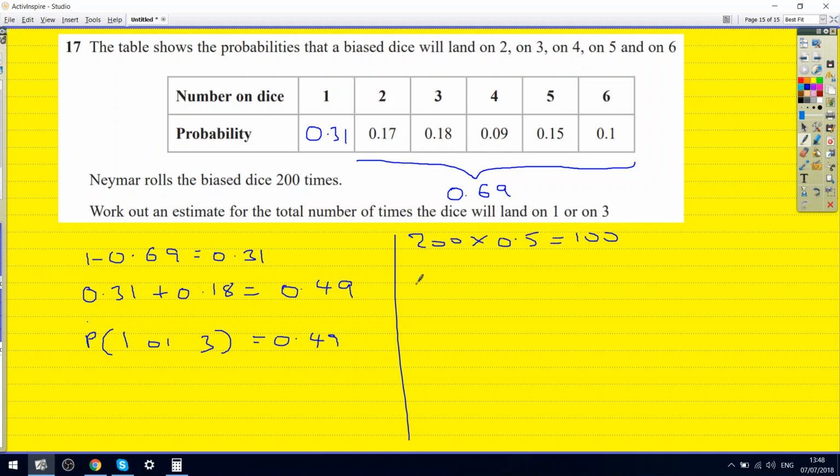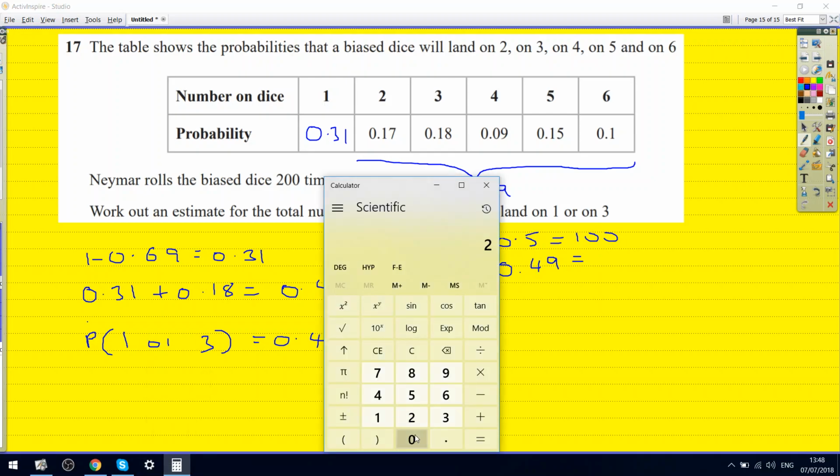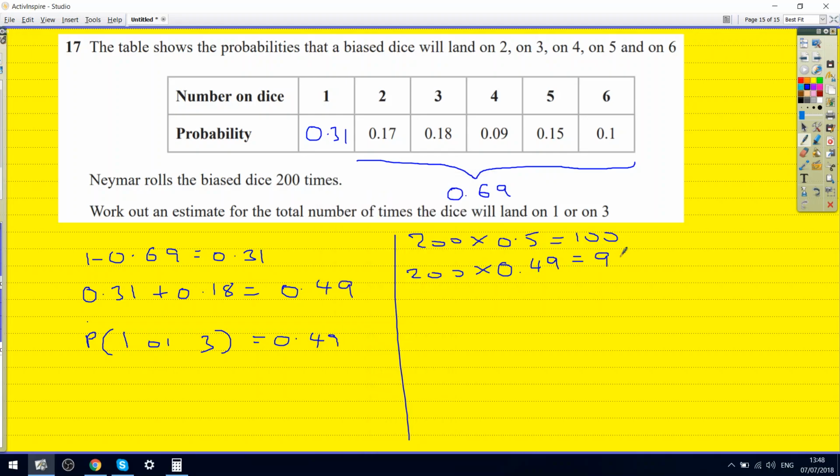Would it be 101? So it looks like something like that. So 200 times, it's probably a bit smaller actually, like when you were saying 99. 200 times 0.49 is 98. That's it. Yeah. Any questions there?